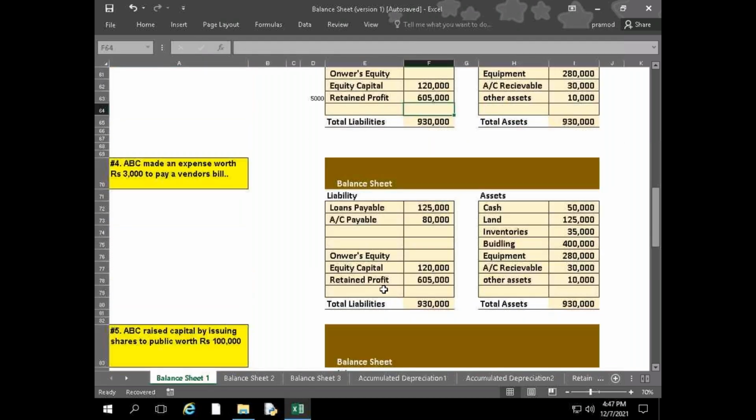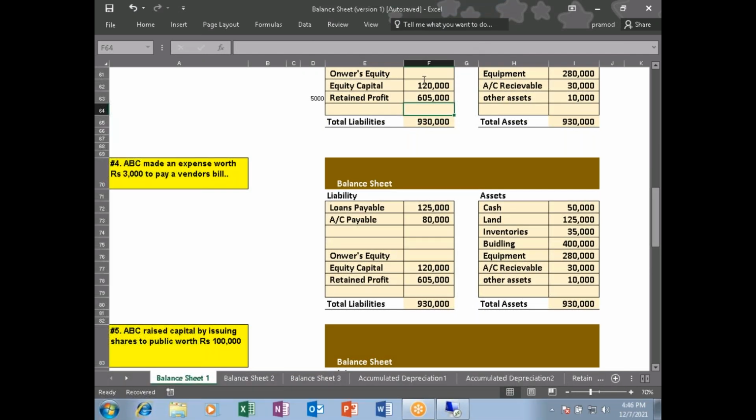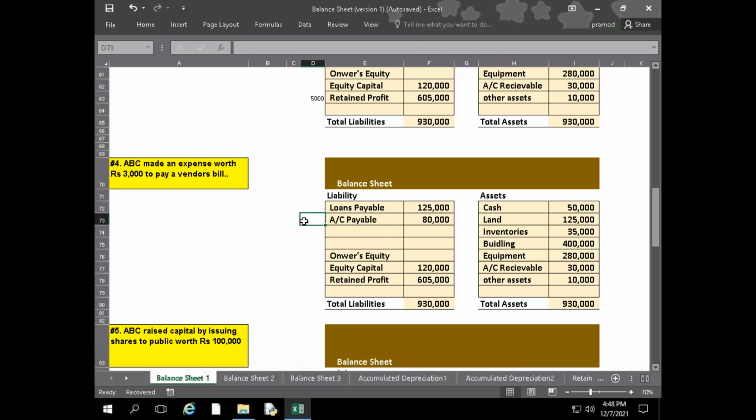So how about the fourth one? ABC made an expense worth 3,000 to pay a vendor's bill. So what should decrease? What should increase? Accounts receivable in assets. See properly. Vendor bill, accounts payable 3,000. Correct. So you need to minus accounts payable. That is 77,000. If you are paying, then you should decrease the cash 3,000. That would be 47,000.